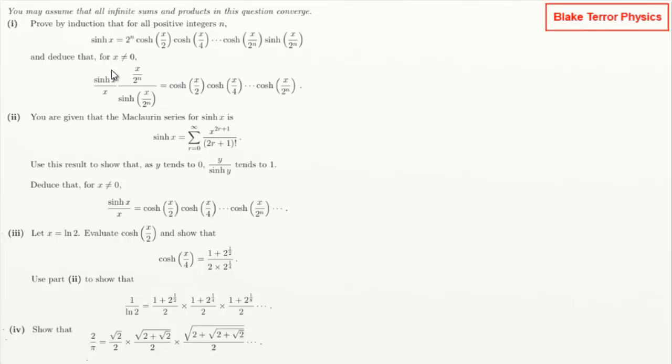So we've got sin x equals 2^n cosh(x/2) cosh(x/4) ... cosh(x/2^n) sin(x/2^n). Proof by induction normally means lots of writing, which is always annoying. I might as well do the base case. We want positive integers n, so let's start with n equals 1.